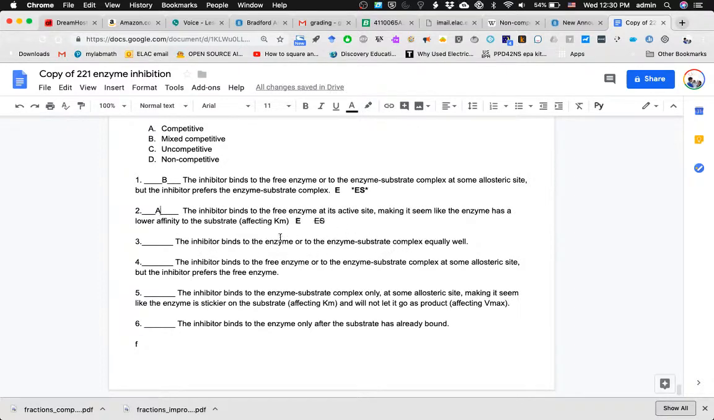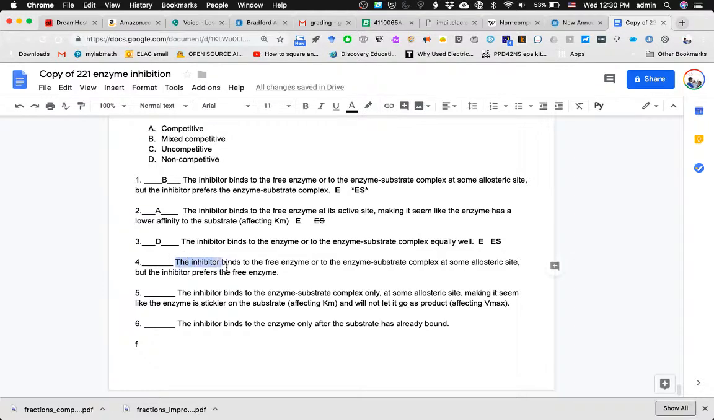So let's look at this one. This one is binding to the E or the ES, and the ES is good, and the E is good, and they're equally good. No preference. So what would that be? No preference, no competition, so it's non-competitive. Good. Non-competitive. That's an interesting way to remember it. I wouldn't have thought of that.